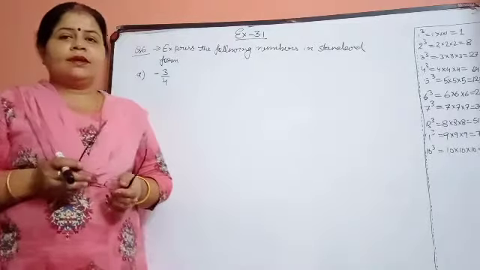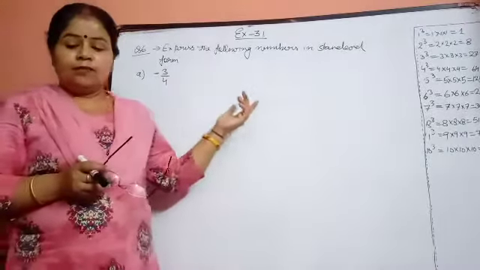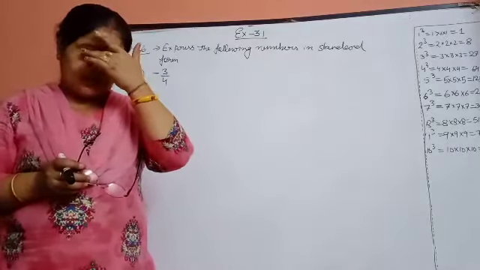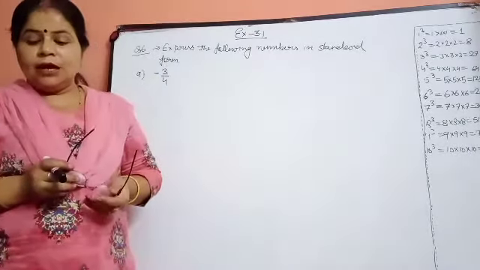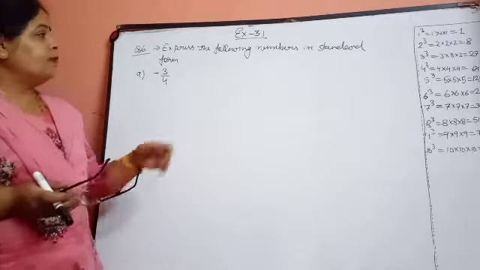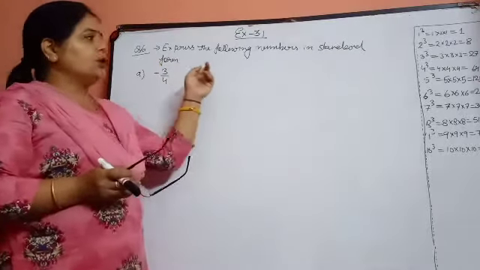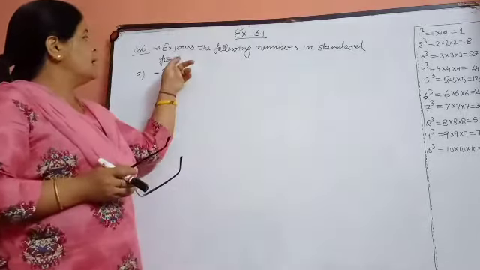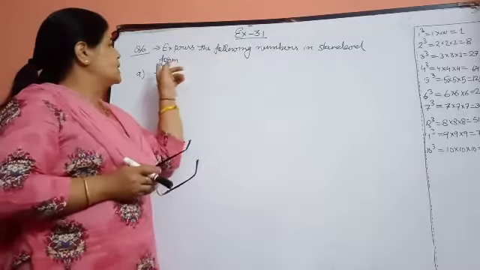Good day, children. In the last period, we started the chapter Rational Numbers, in which we have covered exercise 3.1 up to question number 5. Today onwards, we are going to start question number 6, and what is that? Express the following number in standard form.